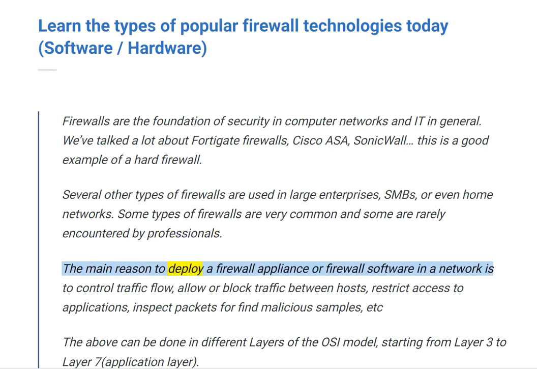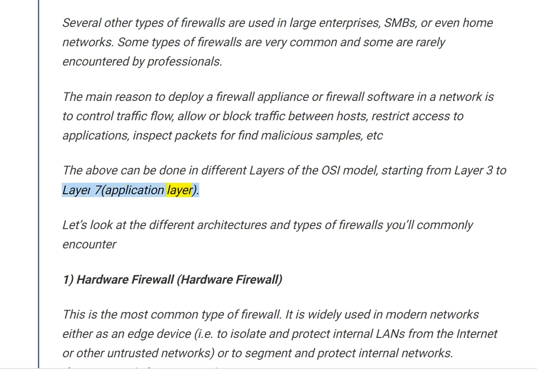The main reason to deploy a firewall appliance or firewall software in a network is to control traffic flow, allow or block traffic between hosts, restrict access to applications, inspect packets to find malicious samples, etc. The above can be done at different layers of the OSI model, starting from layer 3 to layer 7, the application layer. Let's look at the different architectures and types of firewalls you'll commonly encounter.